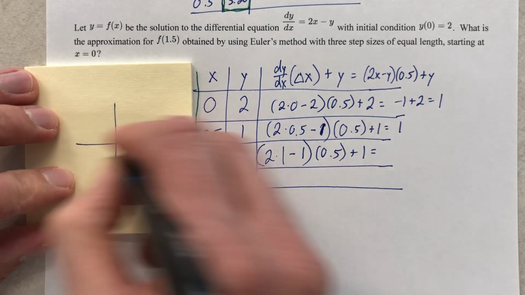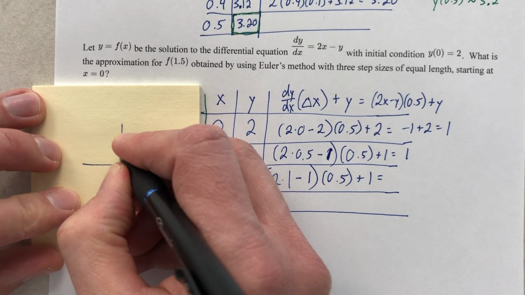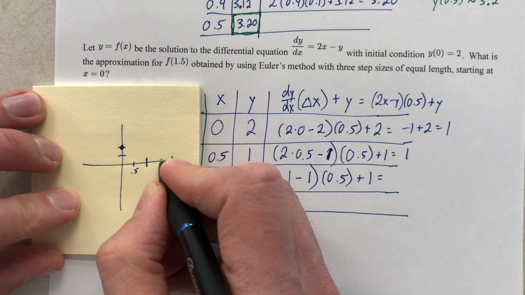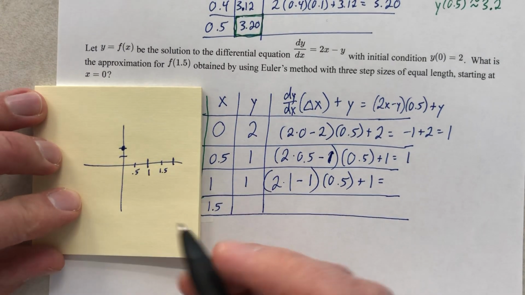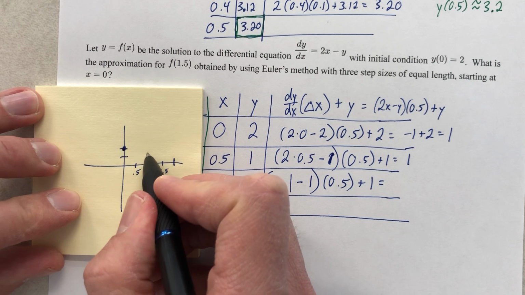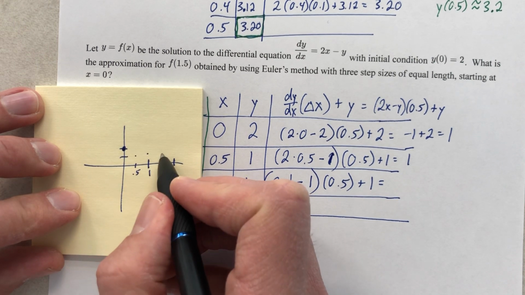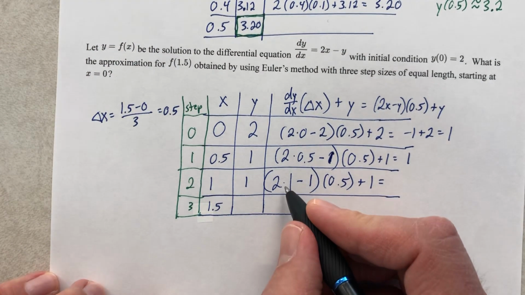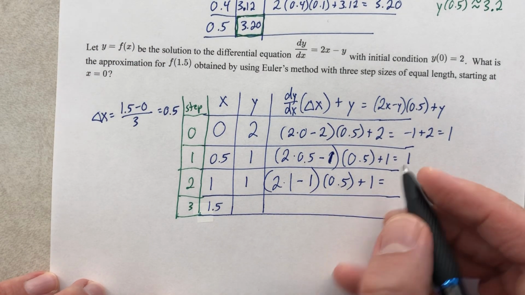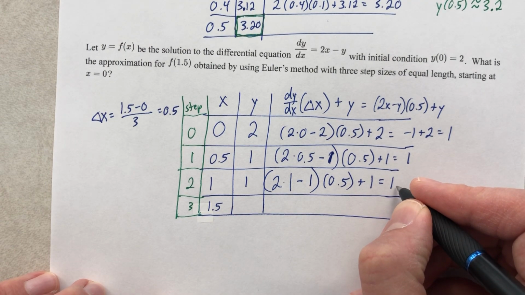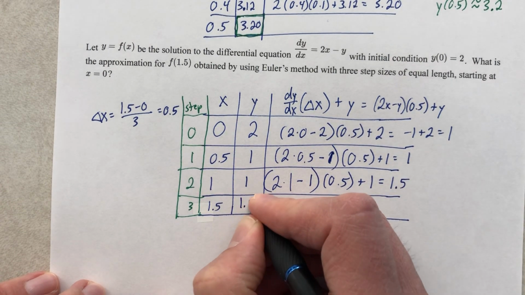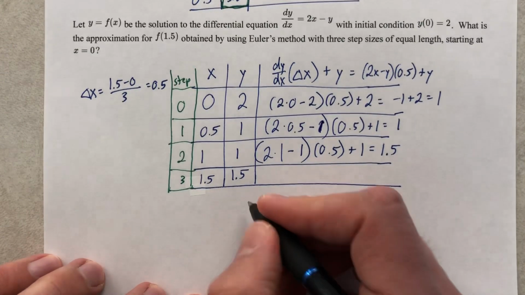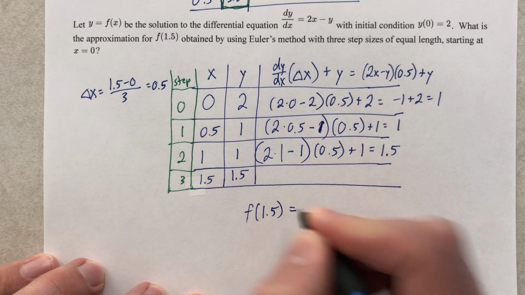Again, it looks like this. If I start at (0, 2), and I'm going to go up to, there's 1, there's 2, there's a half, there's 1.5, there's 1. What I'm doing is I'm starting here, and then I take a step, and then take another step, and another step, to get where I'm going. That's what I'm really doing. You didn't need to see all that. All right, 2 minus 1 is 1. 1 times 0.5 is 0.5, and then plus 1 is 1.5. 1.5, done. We're done.